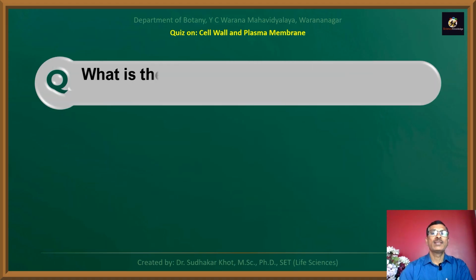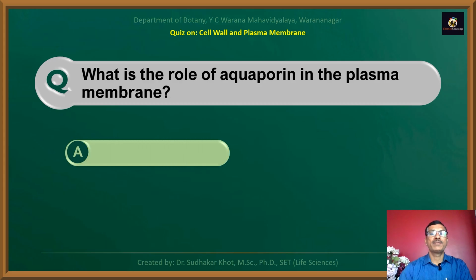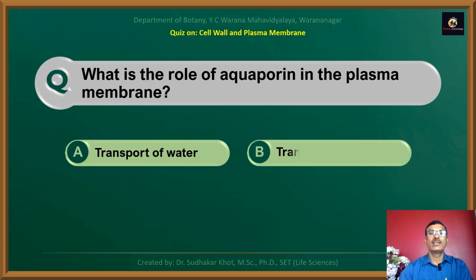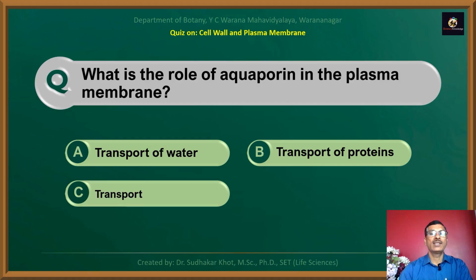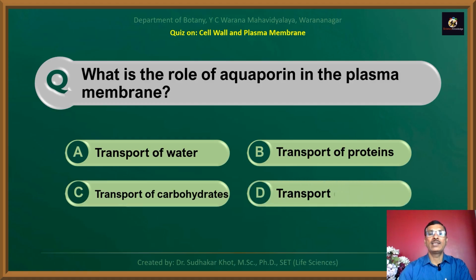Next question, what is the role of aquaporin in plasma membrane? A. Transport of water, B. Transport of proteins, C. Transport of carbohydrates, and D. Transport of lipids. What is the role of aquaporin? Aquaporins are present in plasma membrane. It is related with the transport of water, and therefore the name is aqua, that means water. Porins means the pores which are involved in transport of water.